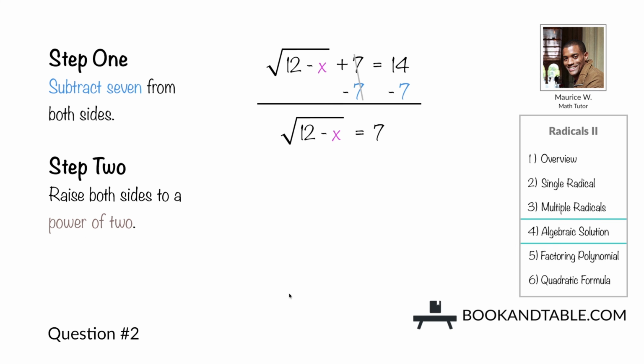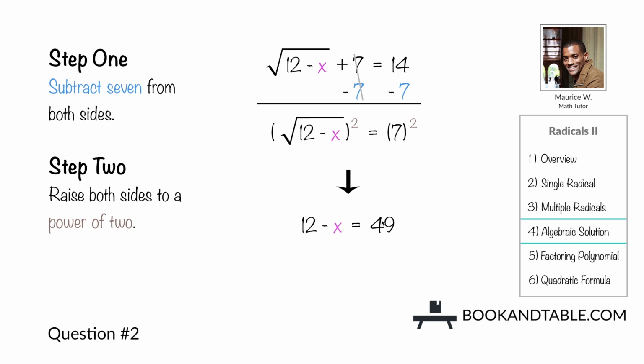Let's take a look at question number 2. The square root of 12 minus x plus 7 is equal to 14. Step 1, subtract 7 from both sides, leaving you with just the radical on the left side, and 14 minus 7, which is 7 on the right side. Since the index here is 2, to remove this radical sign, you want to raise both sides of the equation to a power of 2. That leaves you with 12 minus x on the left side, and 7 squared, which is 49 on the right side.